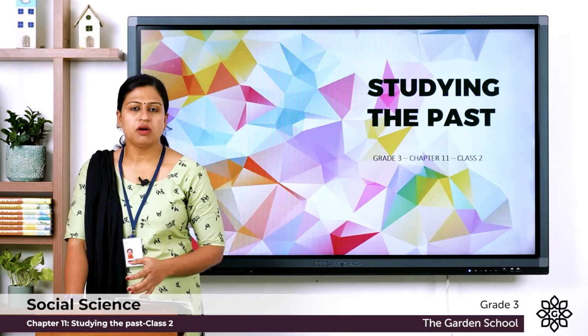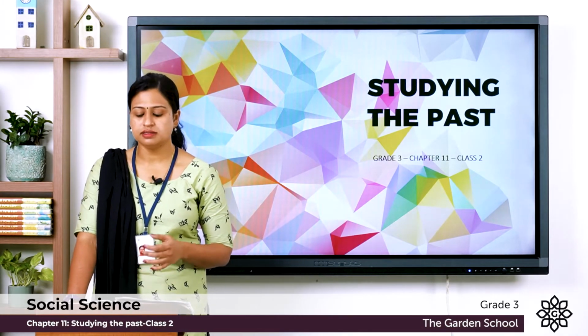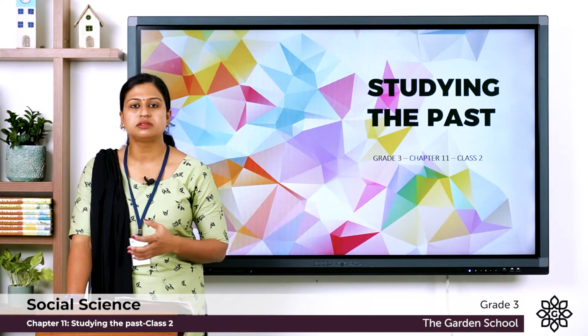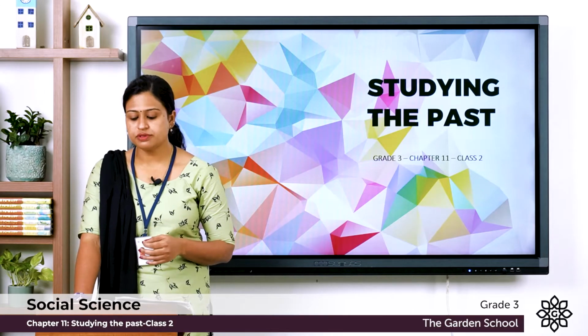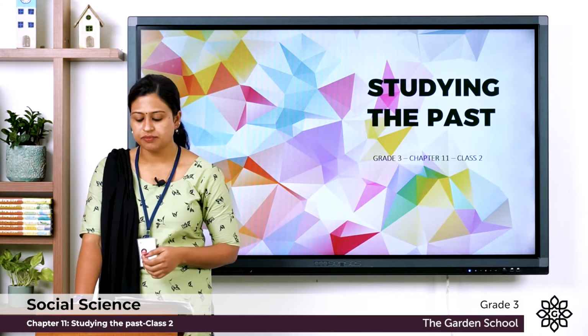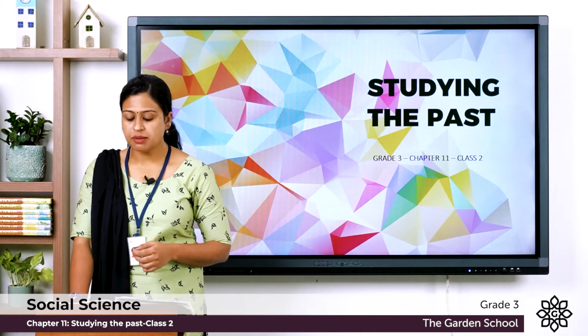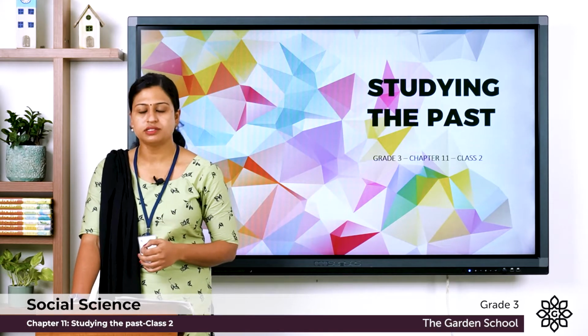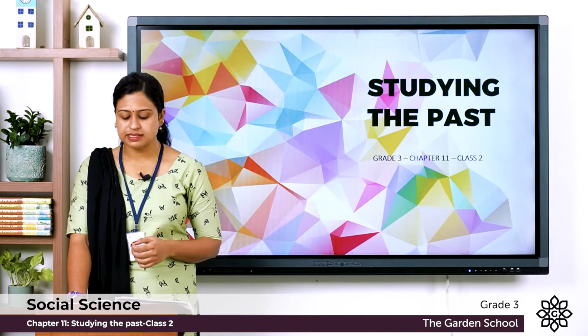So, as we had already discussed in the previous class, these all are the sources of history. That means historians' tools. So, you have to arrange A, B, C, D according to the picture. Next one is chapter checklist. Here you have to tick the concepts which you have understood. Now let's move on to the exercise part.